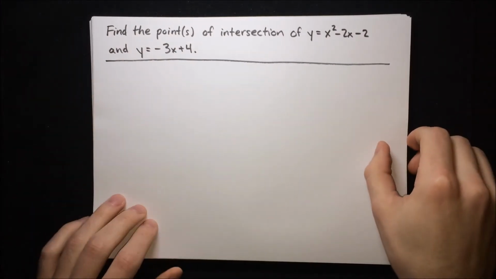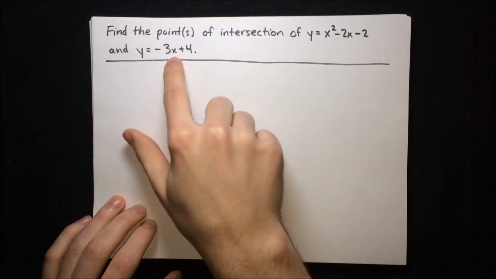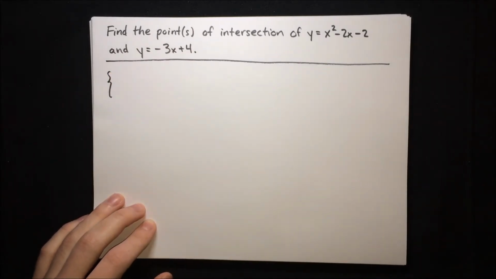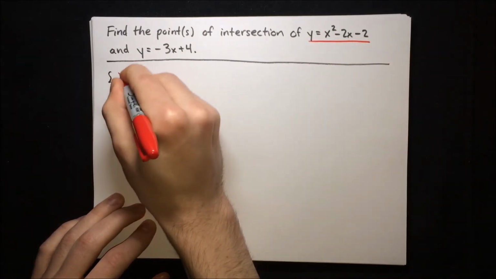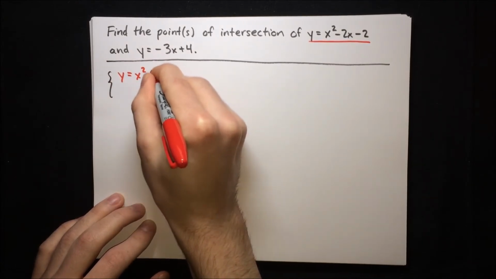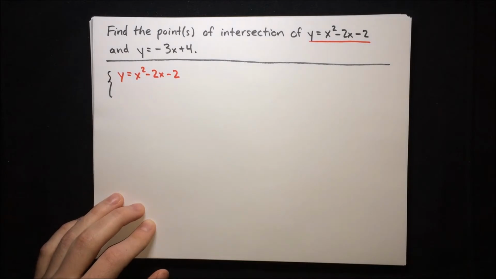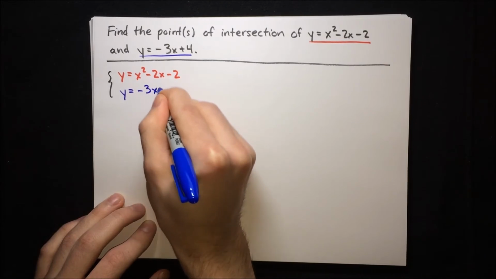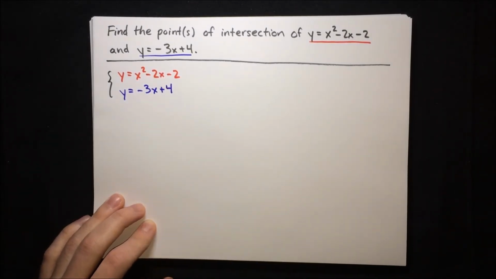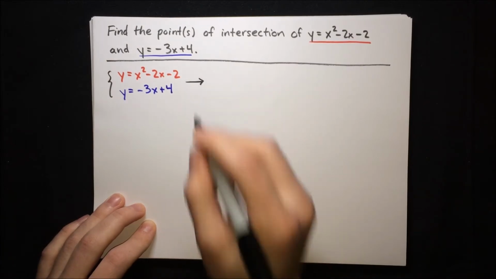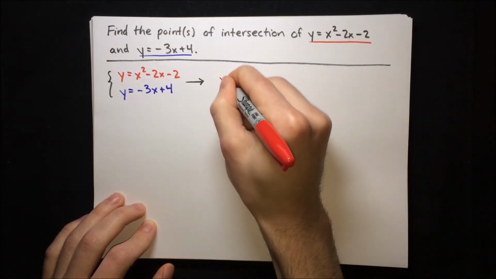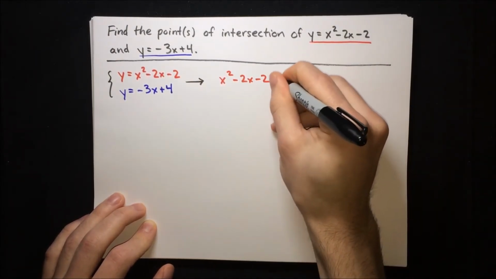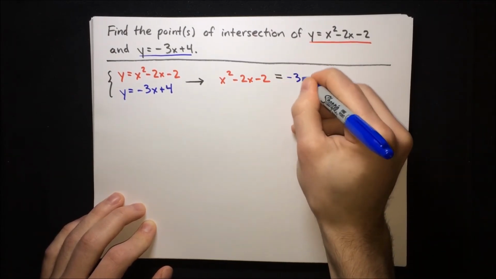Here's another example. It's the same idea. We want to find the points of intersection of this quadratic and that line. So we set up a system consisting of the quadratic, y equals x squared minus 2x minus 2, and the line, y equals negative 3x plus 4. And then to solve this system, we can set the y's equal to each other. So we get x squared minus 2x minus 2 is equal to negative 3x plus 4.